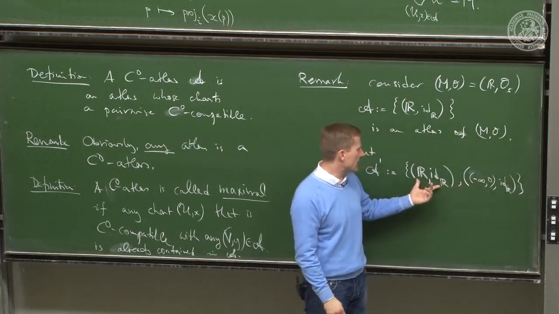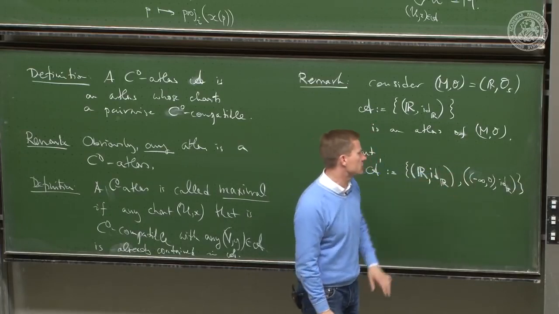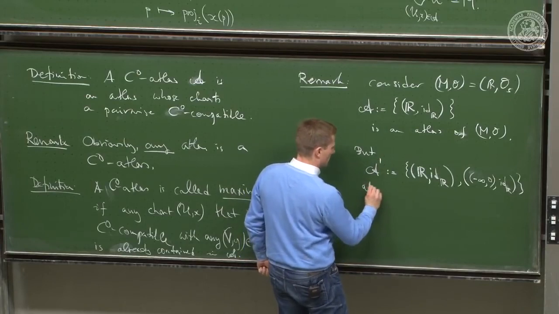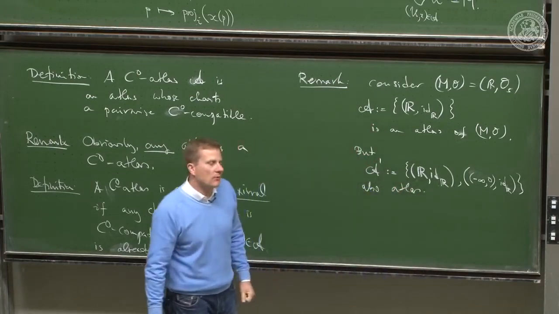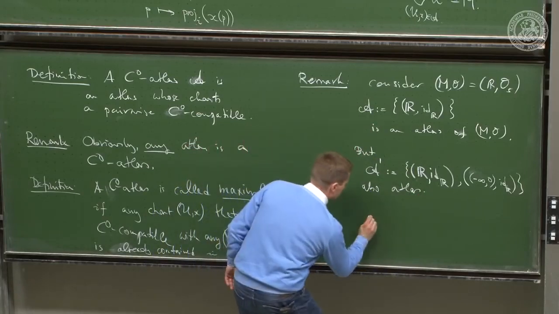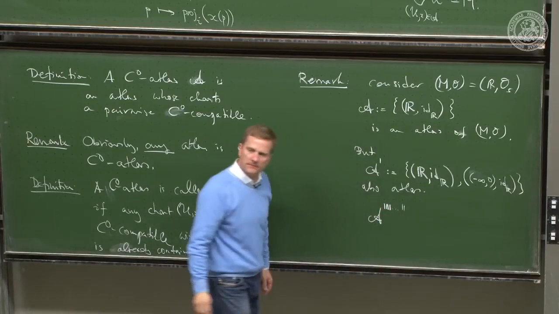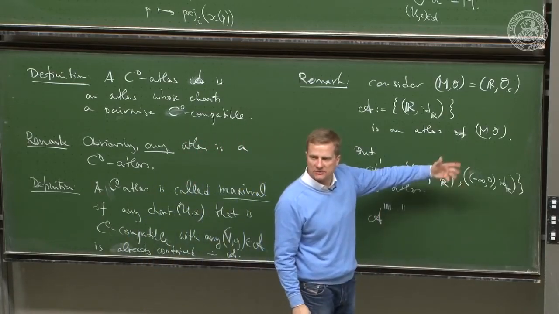This one only covers half of this. These two charts are compatible because any two charts are compatible. And this is a different atlas, also an atlas. Now you say, well, hang on, but you can now, of course, construct an atlas A1000 prime where you take more and more charts into it.